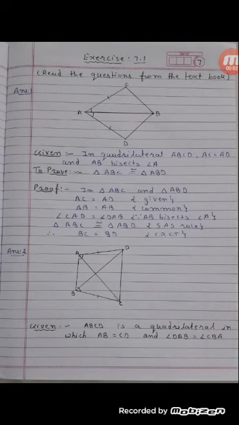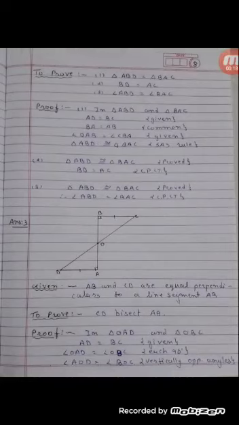Now answer 2. Here the figure is given. Given: ABCD is a quadrilateral in which AB is equal to CD and angle DAB is equal to angle CBA. To prove: first, triangle ABD is congruent to triangle BAC. Second, BD is equal to AC and angle ABD is equal to angle BAC.